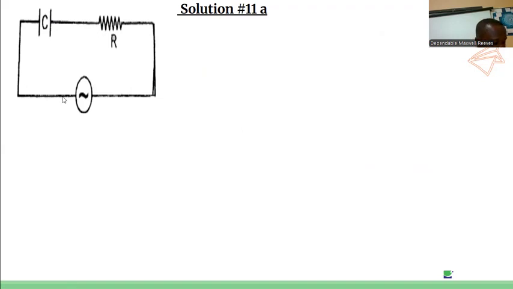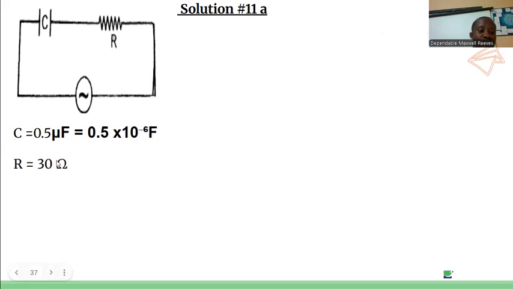The next thing we were asked is to calculate the capacitive reactance of the circuit. We're given the capacitance to be equal to 0.5 microfarad. Micro means 10 to the minus 6 power, so we replace micro by 10 to the minus 6. We're also given the resistance to be equal to 30 ohms, and the frequency to be equal to 8.0 times 10 to the 3rd power hertz. So this is the frequency given to us.